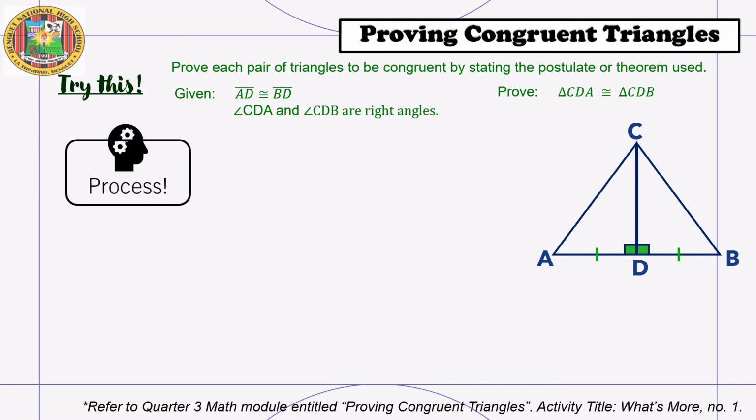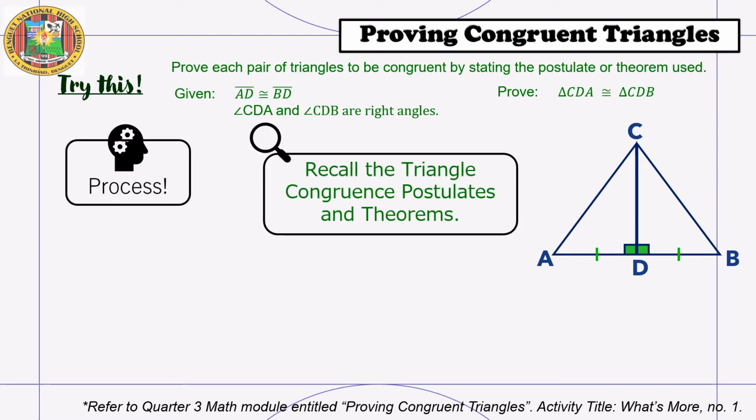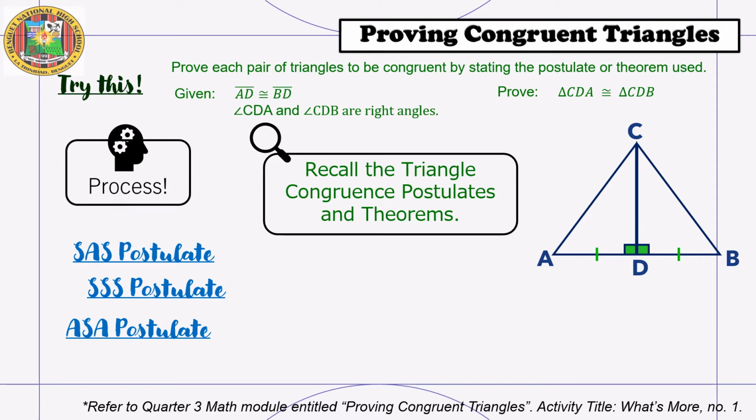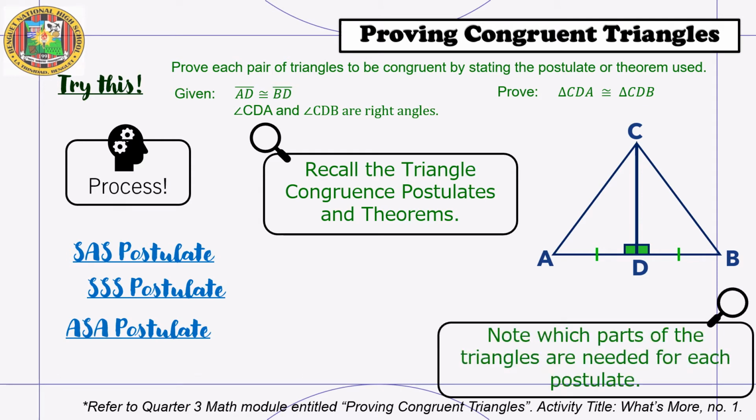Let us recall the triangle congruence postulates and theorems discussed in your modules. Let's start with the SAS, SSS, and ASA postulates. Note the parts of the triangles that should be proven congruent. So, for SAS postulate, we need to prove that a side, an included angle, and another side are corresponding and congruent in both triangles.